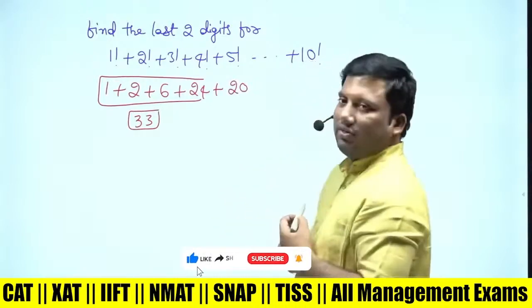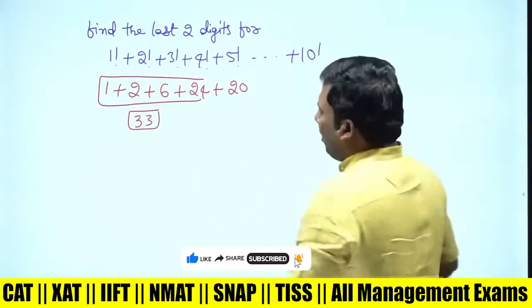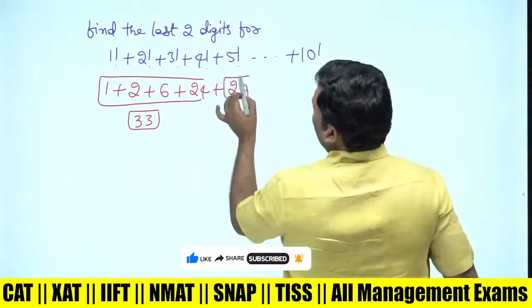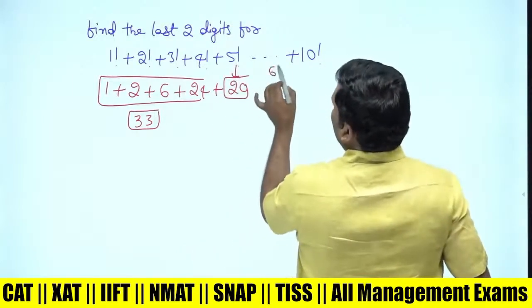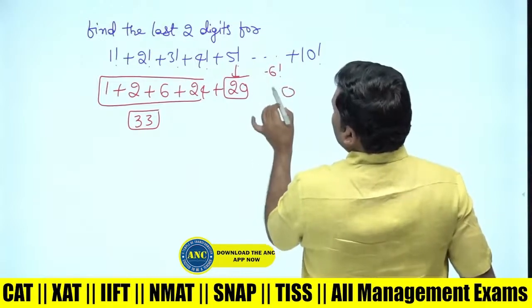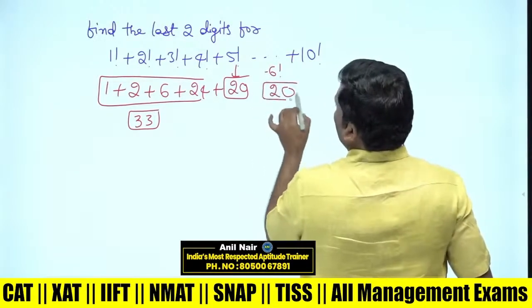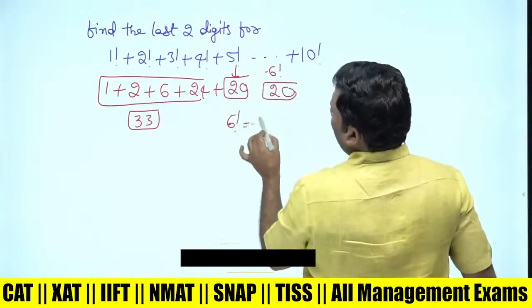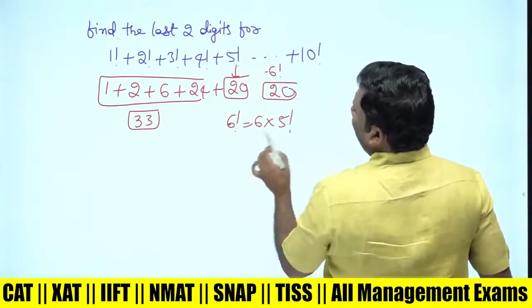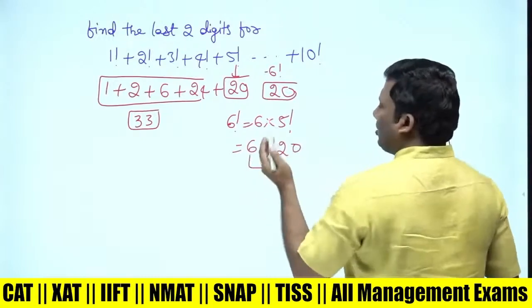5 factorial will be 5 into 24, 120. 6 factorial will be 6 into 5 factorial. So 6 into 20, it will be 120 again. Are you all with me? 6 into 5 factorial. 5 factorial, it is 120. So I am just doing the tens place.